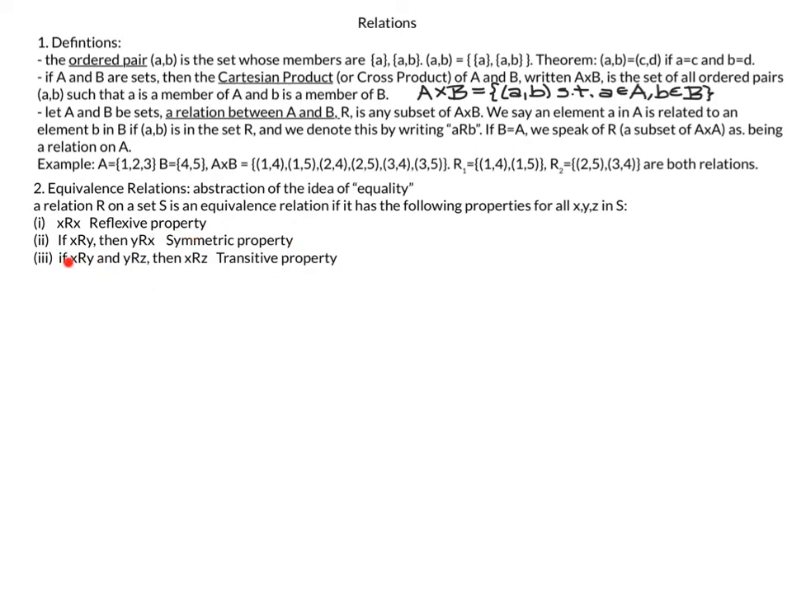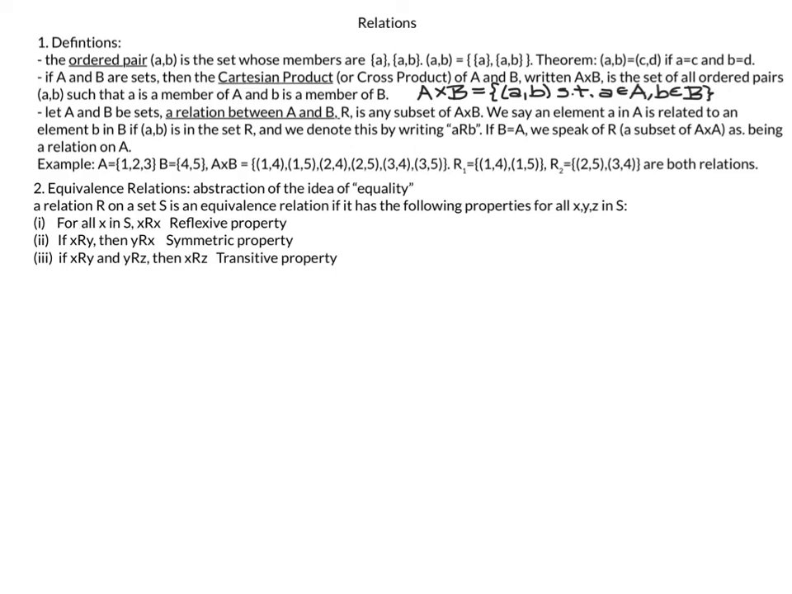And last, we have the transitive property. If x is related to y and y is related to z, then x is related to z. So if you think of this as equality, if x is equal to y and y is equal to z, then x is equal to z. So these are three properties you're very familiar with from algebra, but now we're going to extend this idea to other things other than just numbers. So next I have some examples for you.